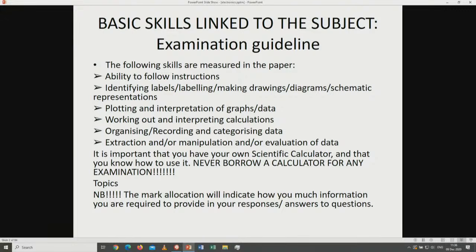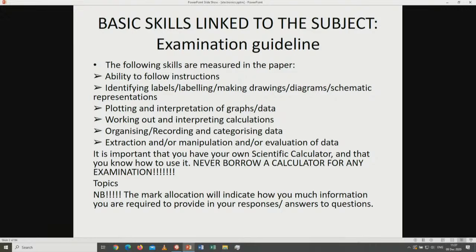Plotting and interpretation of graphs and data. Working out and interpreting calculations. In our subject, the calculations are a bigger part of the subject, so make sure you practice those calculations. Organizing, recording and categorizing data. Extraction, manipulation or evaluation of data. It is important that you have your own scientific calculator that you might use. Never borrow a calculator for any examination.